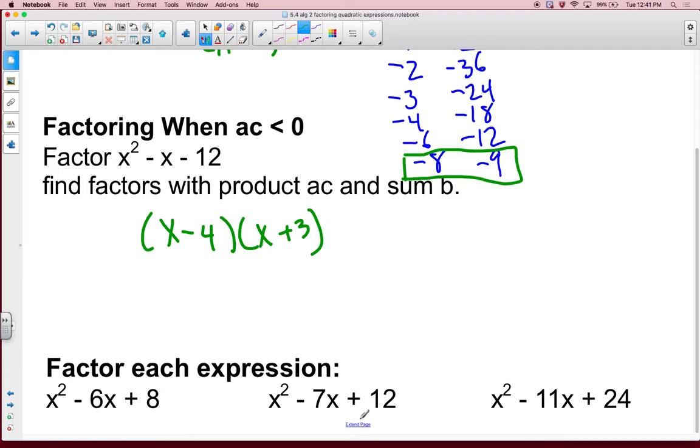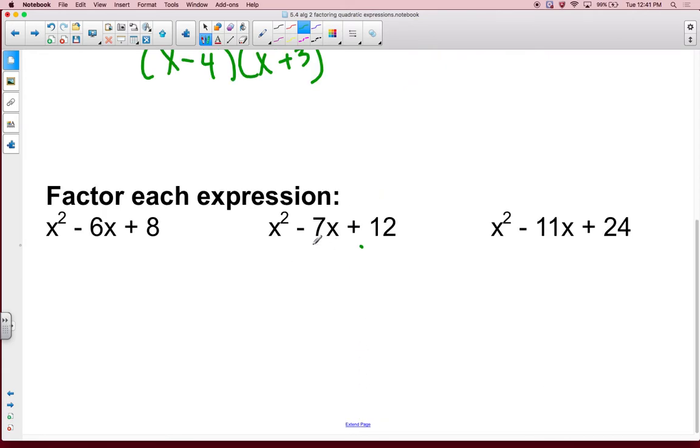Okay, let's try maybe one more of these. If we take, for example, this one right here, it has to multiply to 8 and add up to a negative 6 here. So we know that they both are going to be negative. So we could take x minus 4 and x minus 2, because negative 4 times negative 2 is 8. Negative 4 minus 2 is a negative 6.